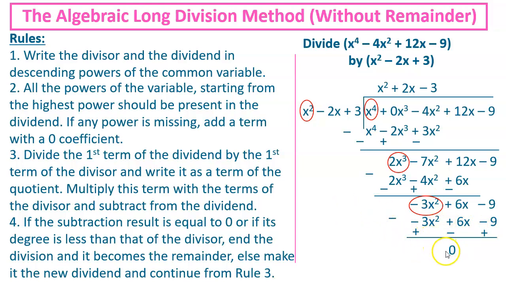This time we are getting the subtraction result as 0, so we have to stop. So we end the division and the remainder is 0. That is what I had written in the heading, without remainder. The remainder of the division is equal to 0 and the quotient is equal to x squared plus 2x minus 3. Okay. So students, this is how you perform the algebraic long division method.